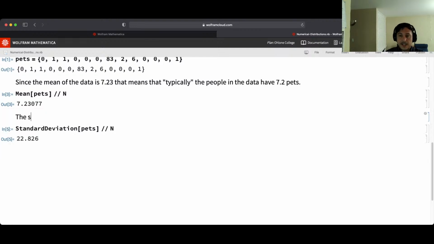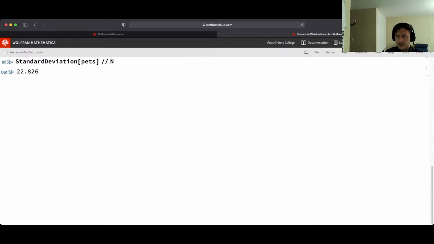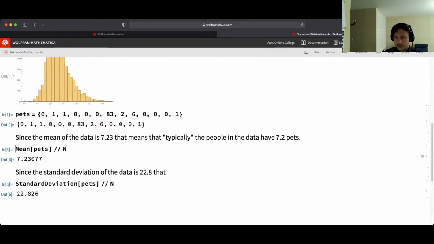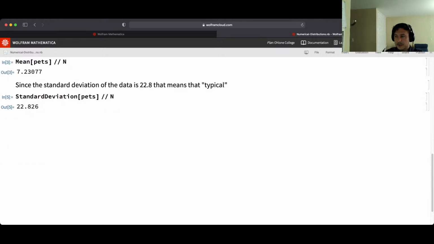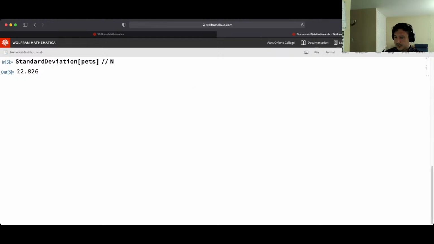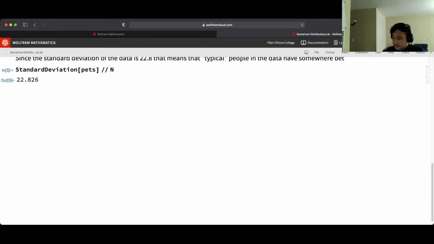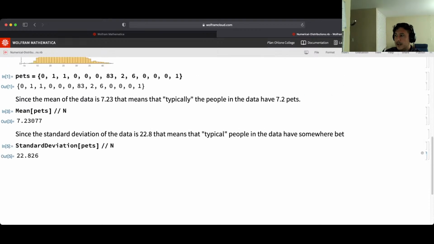So, the spread, or since the standard deviation of the data is 22.8. Oh, whoa. Okay, that was weird. Since the standard deviation of the data is 22.8, that means that typical people in the data have somewhere... Okay, this is weird. Sorry, it keeps jumping around. I don't know why.